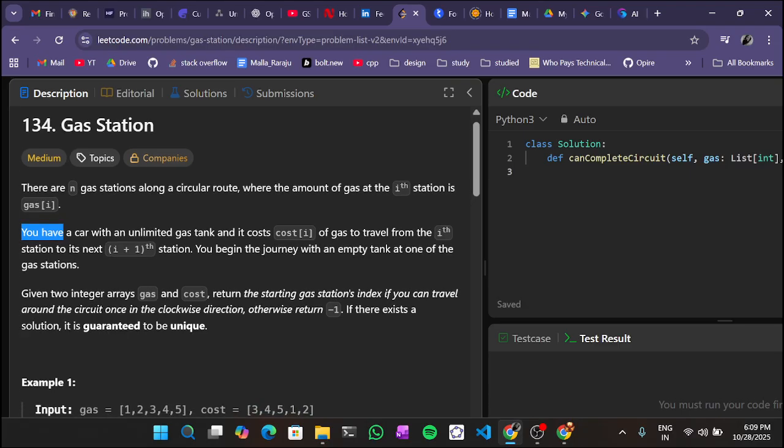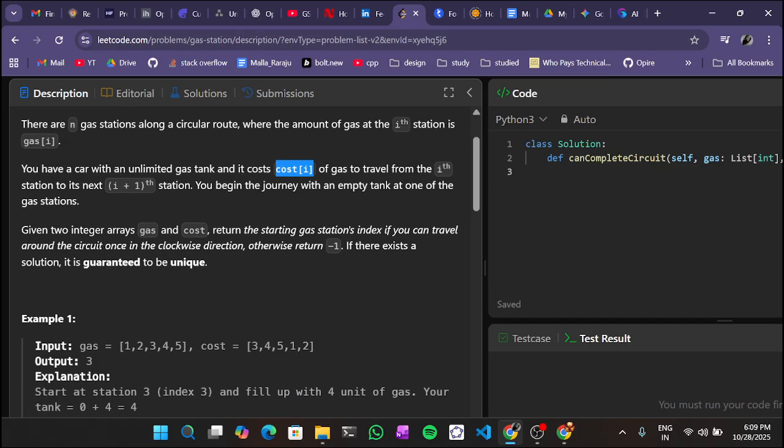You have a car with an unlimited gas tank and it costs cost[i] of gas to travel from the ith station to its next, i plus one, station. So we can move from one station to another station one by one, and it costs cost[i] for one move.